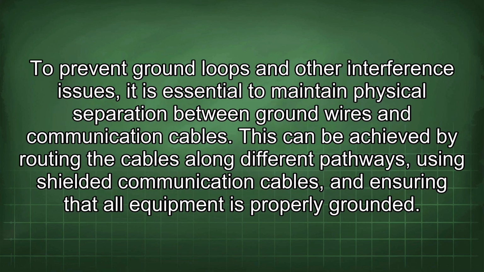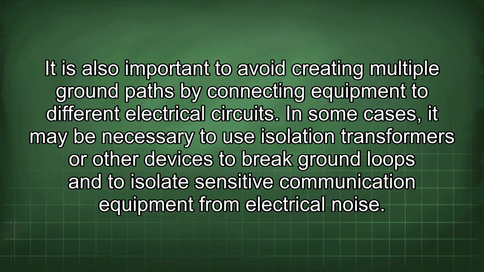To prevent ground loops and other interference issues, it is essential to maintain physical separation between ground wires and communication cables. This can be achieved by routing the cables along different pathways, using shielded communication cables, and ensuring that all equipment is properly grounded. It is also important to avoid creating multiple ground paths by connecting equipment to different electrical circuits. In some cases, it may be necessary to use isolation transformers or other devices to break ground loops and to isolate sensitive communication equipment from electrical noise.